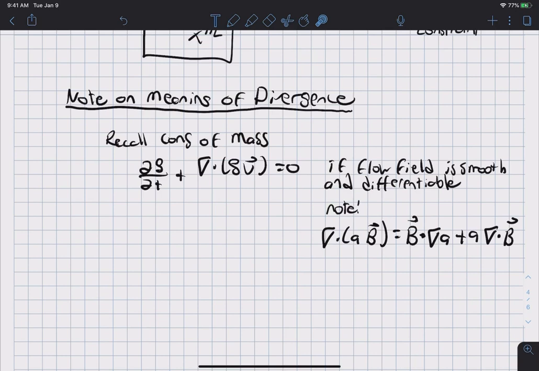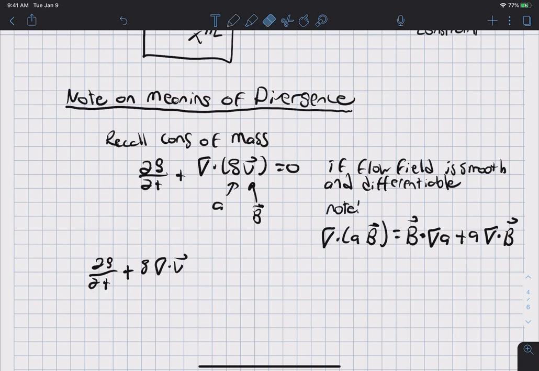But if we assume that the flow field is smooth and differentiable, we are assuming that you can use this vector identity on that. So if we use that with a equal to rho and b equal to the velocity vector, we have partial rho partial t plus rho times the divergence of the velocity vector.